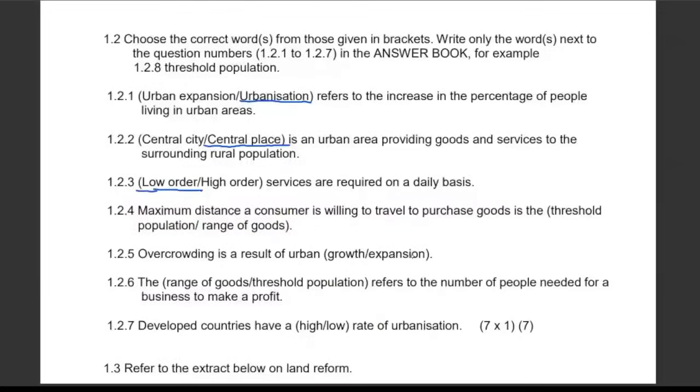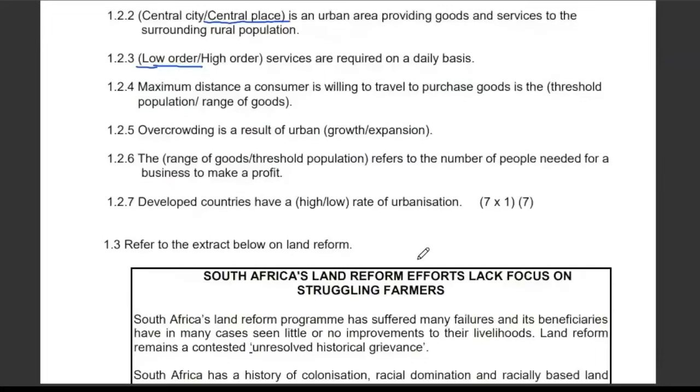People are willing to travel for shorter distances to acquire convenient goods, the goods that they need on a daily basis. But higher order goods or services, for example, services like university, it's a high order service. We don't really need universities on a daily basis, but low order services like primary schools. Right. So we move on to the next question. Maximum distance a consumer is willing to travel to purchase goods is the range of goods, like what I've been mentioning. Low order goods have got a shorter range. People are prepared to travel shorter distances to go and acquire low order services, but high order goods and services have got a wider range.